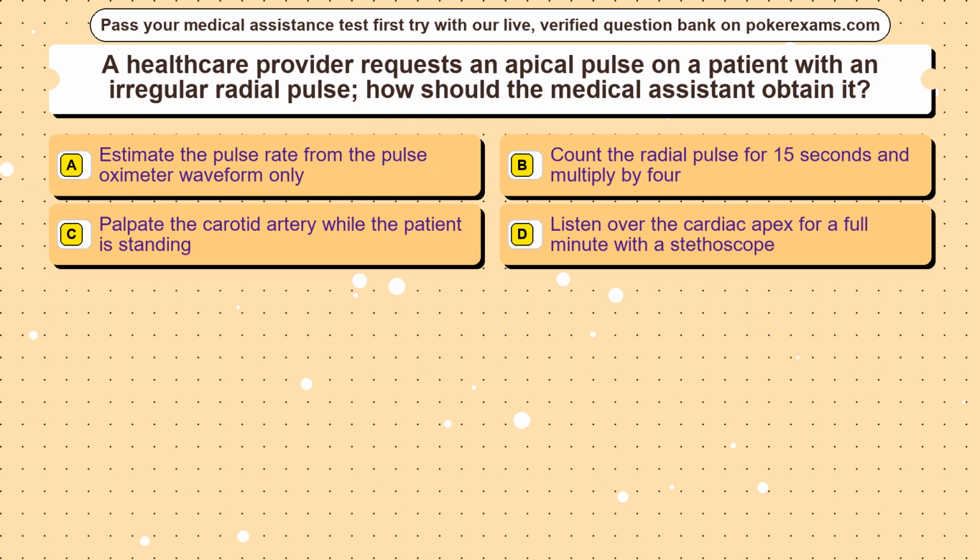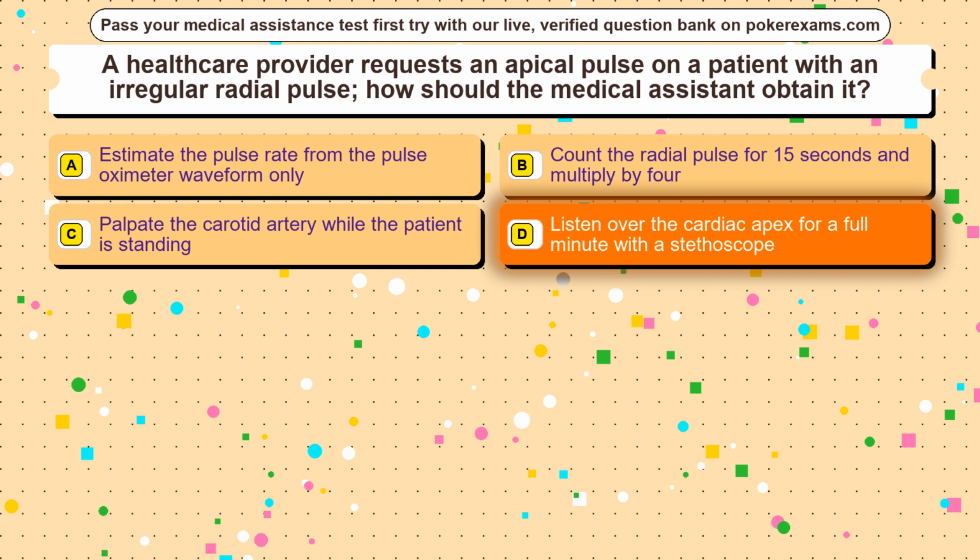Question 52. A healthcare provider requests an apical pulse on a patient with an irregular radial pulse. How should the medical assistant obtain it? Option A. Estimate the pulse rate from the pulse oximeter waveform only. Option B. Count the radial pulse for 15 seconds and multiply by 4. Option C. Palpate the carotid artery while the patient is standing. Option D. Listen over the cardiac apex for a full minute with a stethoscope.